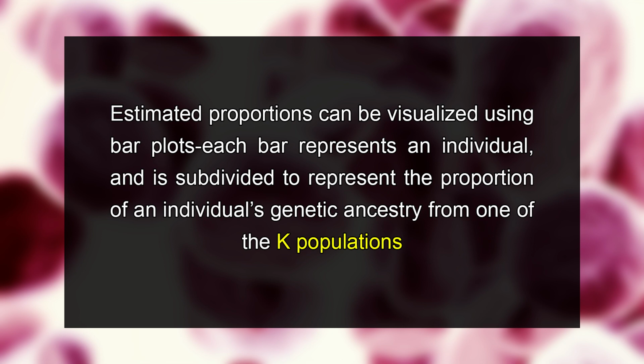Each bar represents an individual and is subdivided to represent the proportion of an individual's genetic ancestry from one of the K populations. Varying K can illustrate different scales of population structure. Using a small K for the entire human population will subdivide people roughly by continent, while using large K will partition populations into finer subgroups.